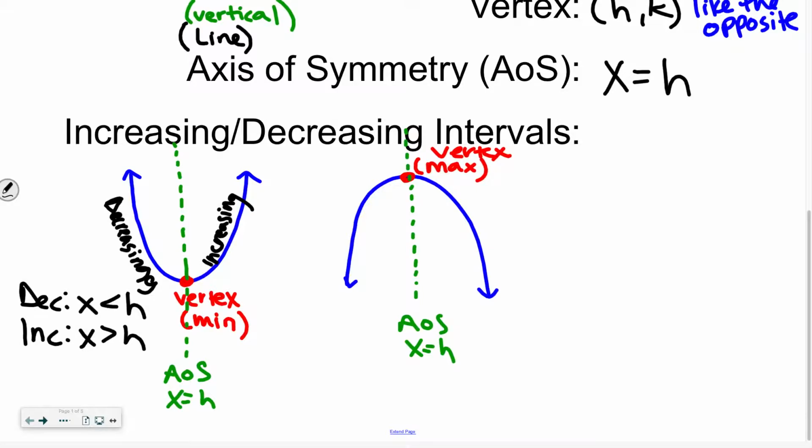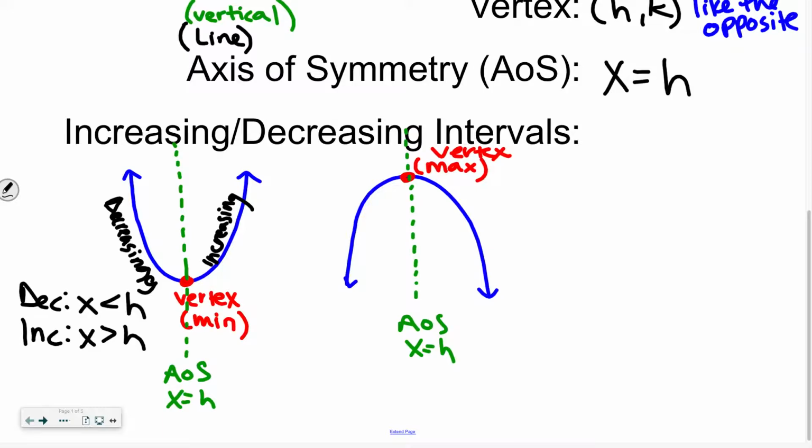Notice that I'm not including h in either of those intervals because that's the turning point, the vertex, so we don't know if it's increasing or decreasing right there. That's a very special point you study in calculus. Okay, but for right now, we'll just say to the left of h, we're decreasing, to the right of h, we're increasing, but we'll use inequalities, less than, greater than.